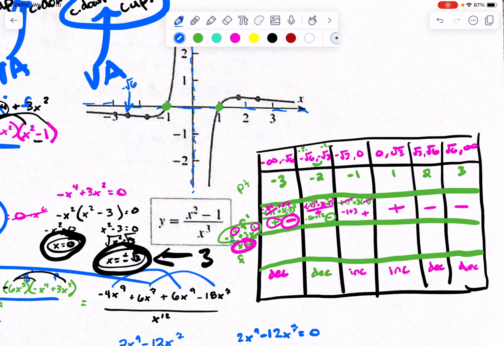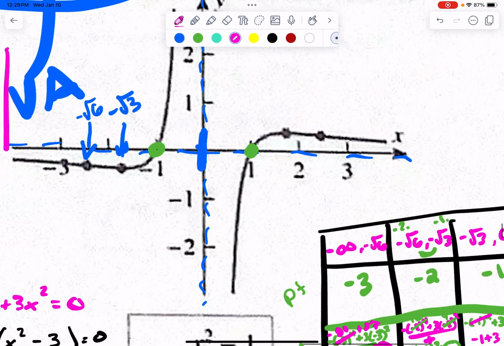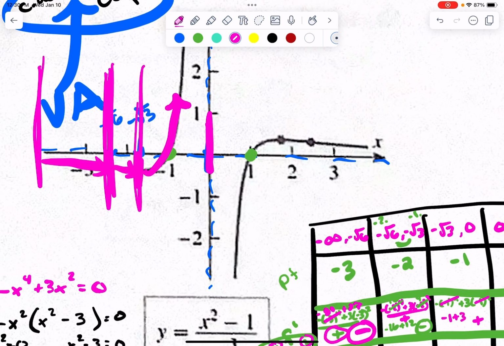This is negative square root of 6. This is where the negative square root of 3 is. They did a really good job of putting those points on there, so that was kind of nice. And then here's where 0 is. So basically, from -infinity to negative square root of 6, he's decreasing. True. From negative square root of 6 to negative square root of 3, he's decreasing. Then as soon as we hit this point, till we get to 0, he's increasing. Cool. All right.